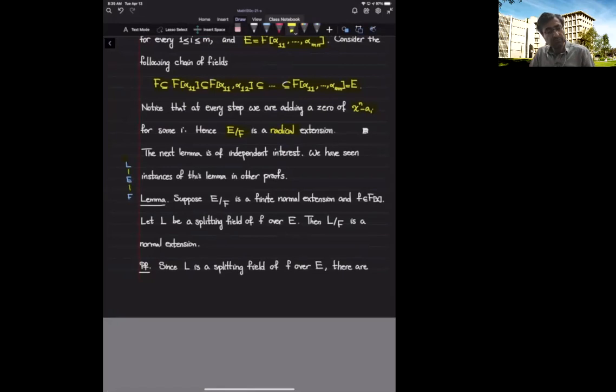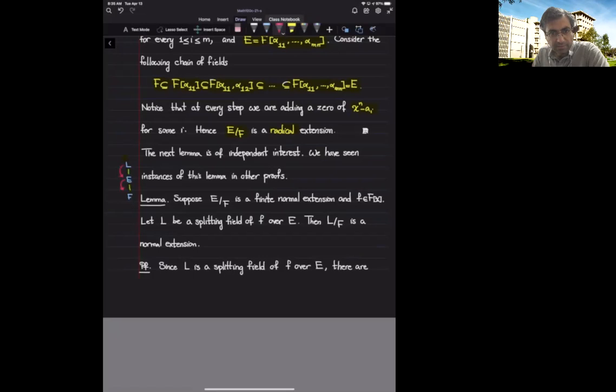So let's try to say it in the language of splitting fields. If I tell you that E over F is a splitting field of some polynomial in F[x], and I tell you that L over E is a splitting field of some polynomial in E[x].